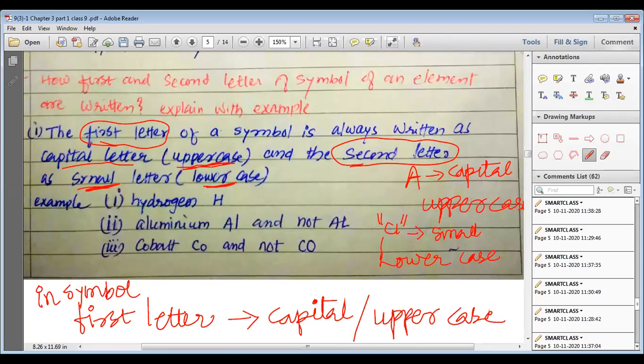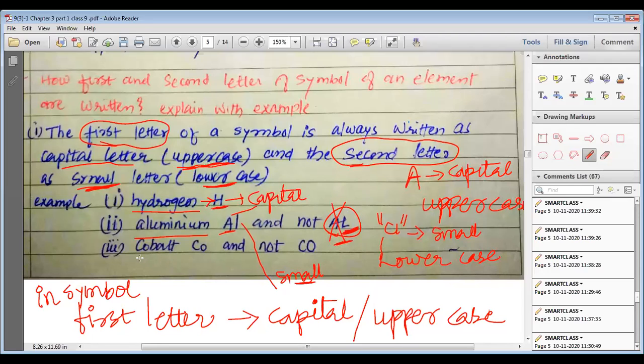Let us understand this with example. Suppose we have hydrogen. So for hydrogen, we just write H, and this H is actually capital. Same way, if we want to write for aluminium, we write A, which is a capital, but we write l, this l is written in the small letter because this l is the second letter. But we do not write AL. We do not write both capital. Please remember, this l, the second letter, can never be written capital. So when we write the symbol of aluminium, we write A capital and l small.